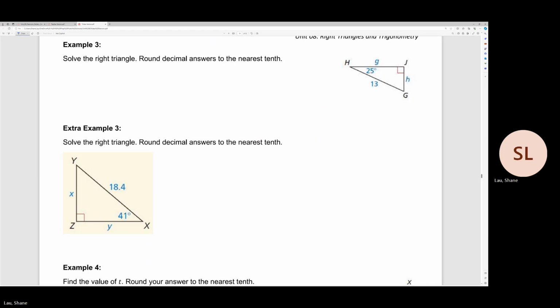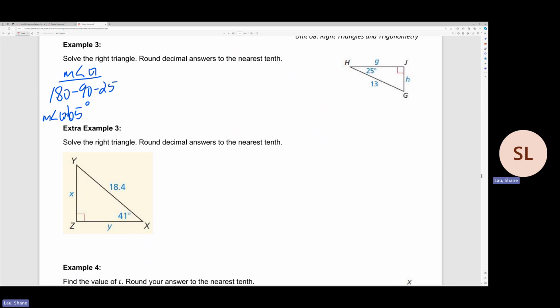Example 3 here is much the same. The next example is very similar as well, where we're just solving for some of these values. Let's solve for the measure of angle G. Notice I have the measure of angle H, which is 25 degrees, and J, which is 90 degrees. Makes things a heck of a lot easier for us. Measure of angle G is equal to 180 minus 90 minus 25, which is 65 degrees.